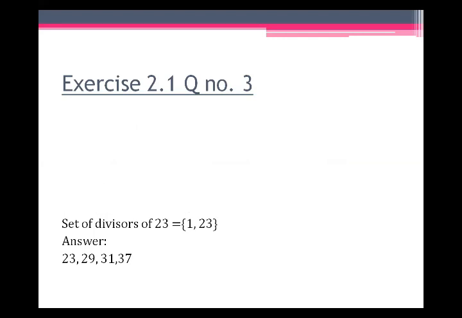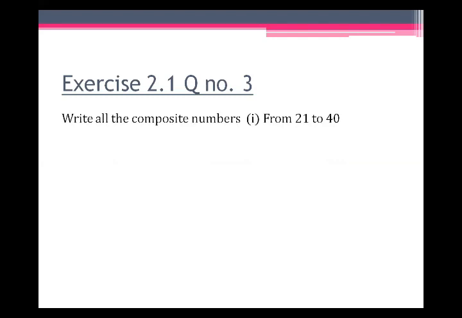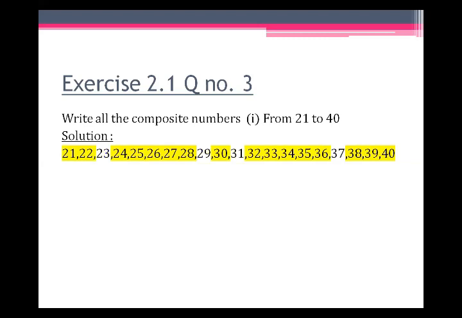Now students, we move to another question from the same exercise, exercise 2.1. There is question number 3. Write all the composite numbers from 21 to 40. First of all, here we start the solution and we write all the numbers from 21 to 40. Okay, one by one, here also we find the set of divisors of all the numbers.